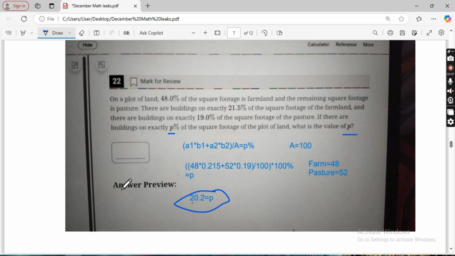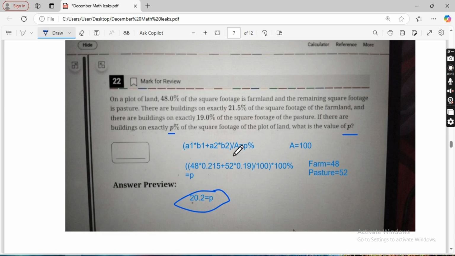There are buildings on exactly 21.5% of the square footage of the farmland. Okay, and there are buildings on exactly 19% of the square footage of the pasture. If there are buildings on exactly p% of the square footage of the plot of land, what's the value of p? So here you should know one formula, which is a1 multiplied by b1 plus a2 multiplied by b2, divided by the overall area, will be equal to p%.